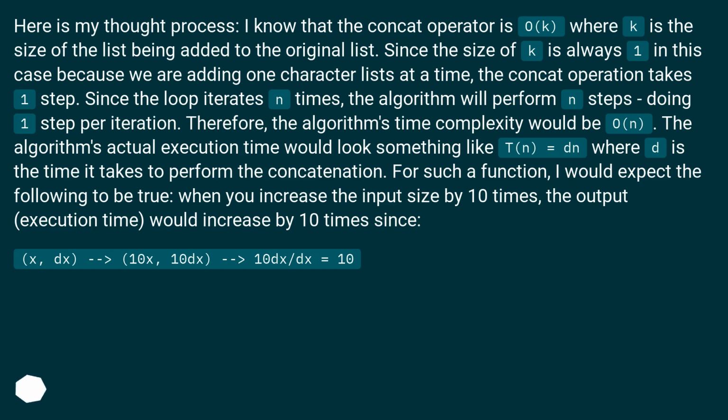The algorithm's actual execution time would look something like T(n) equals D·n, where D is the time it takes to perform the concatenation. For such a function, I would expect the following to be true. When you increase the input size by 10 times, the execution time would increase by 10 times since x, dx, 10x, 10dx, 10dx/dx equals 10.